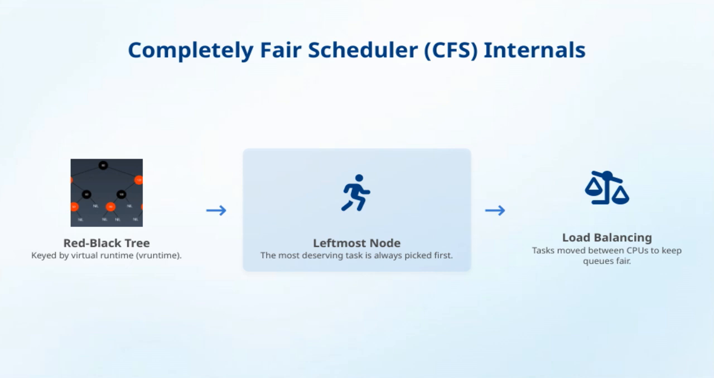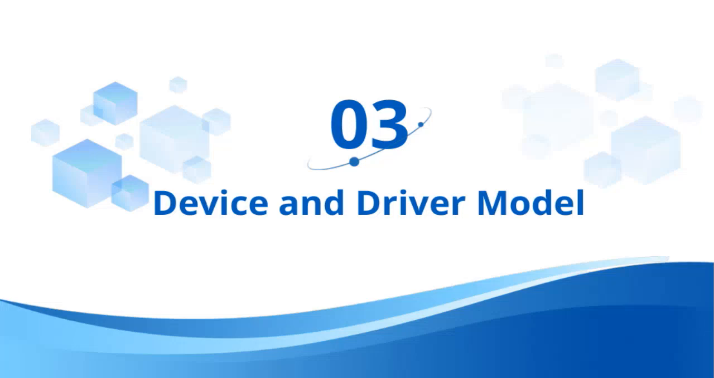Bringing it all together, CFS's internal design, using load balancing, vruntime, and a red-black tree, works together to distribute CPU time fairly among tasks. This is fundamental to achieving the goal of a completely fair scheduling system that adapts dynamically to the system's workload. Let's take a closer look at the device and driver model.